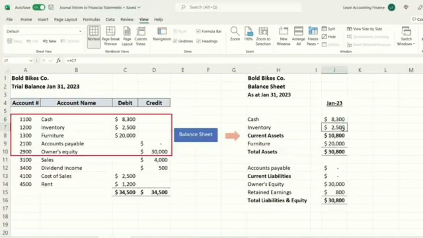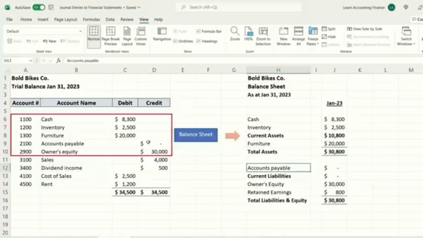These balances you can probably remember now. We have a cash balance of $8,300. Again, it's coming directly from the trial balance. Inventory $2,500. That's the sum of current assets. Furniture we know is a non-current asset, and the balance at the end of the month is $20,000. So we have total assets of $30,800.